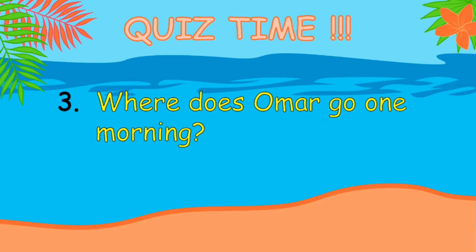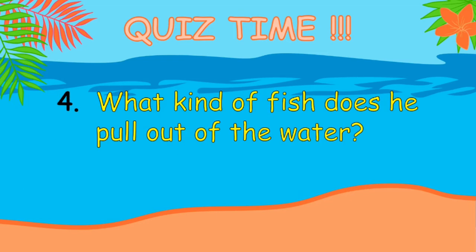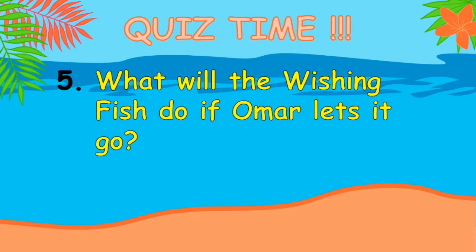Number 3, where does Omar go one morning? Correct. To the river with his new fishing rod. 1 star for you. Right. Number 4. What kind of fish does he pull out of the water? Correct, my dear. It is a wishing fish. 1 star for you. Right. Number 5. What will the wishing fish do if Omar lets it go?